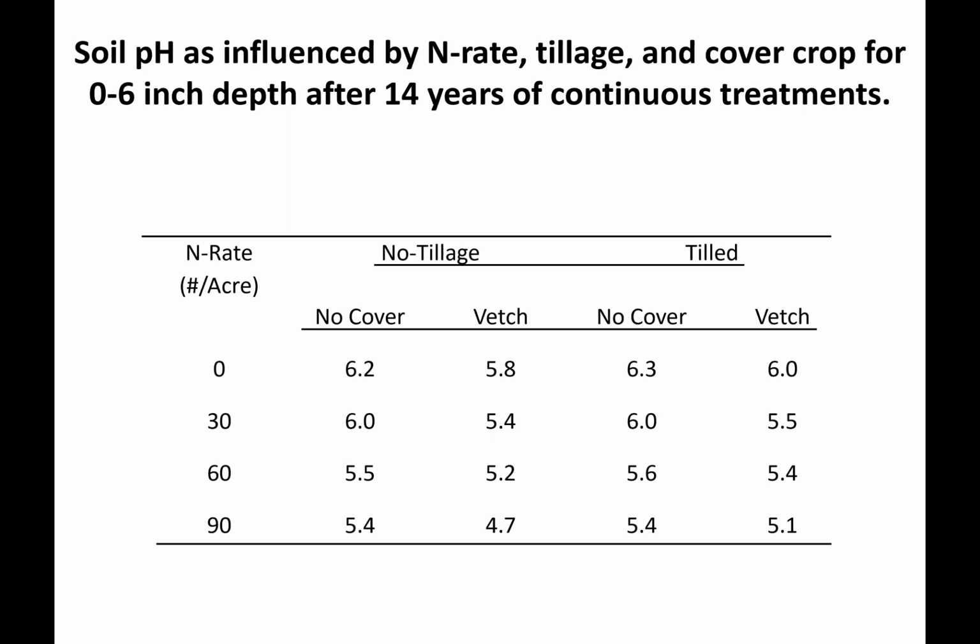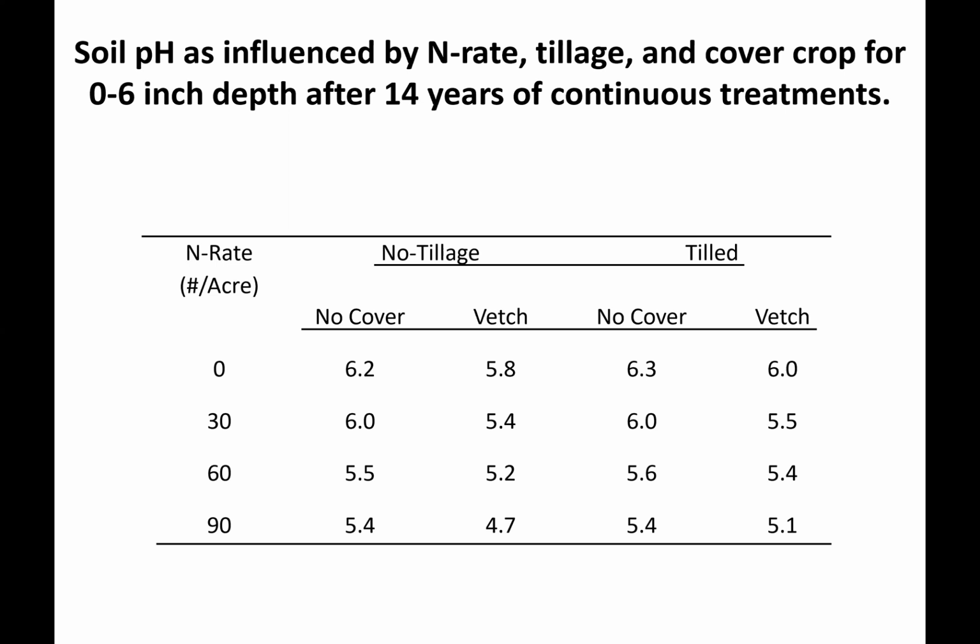So what this system shows, and this is without any lime, is just 14 years of the continuous treatments. As we increase our nitrogen rates in any of those 4 systems, those 4 columns going down, our pH decreased. Just look at no-till, no cover: 6.2, 6.0, 5.5, 5.4. Look at the tilled and the vetch, the far right: 6, 5.5, 5.4, 5.1. So as we increase our nitrogen rate, our pH goes down.